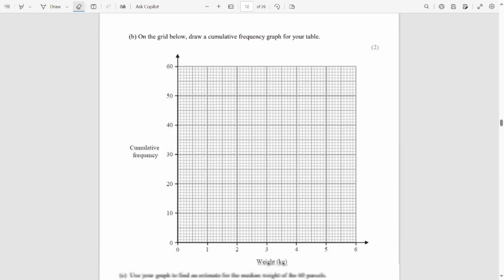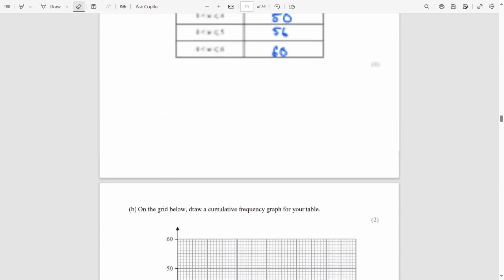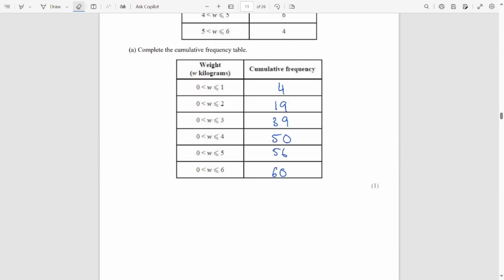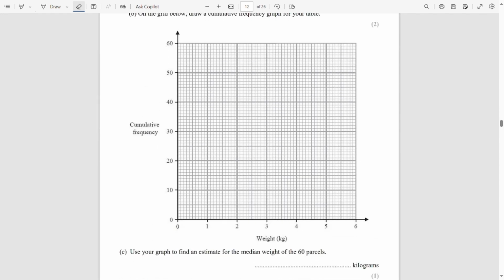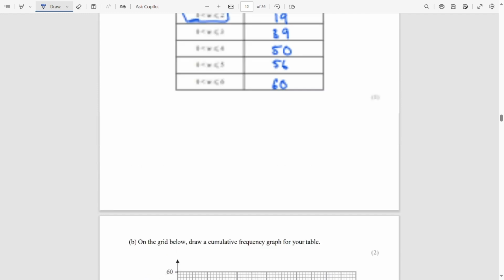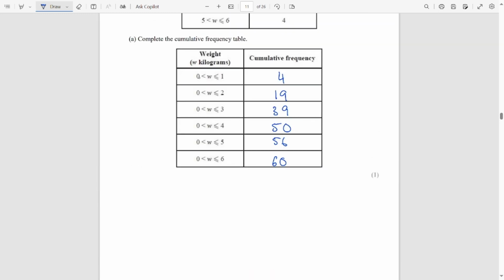So on the grid below, draw the cumulative frequency graphs for your table. Now, at the first point, we have a cumulative frequency of 4, which is here. That's where I'll find 4. Now, where am I going to draw my cross? Because this is actually a range. So you'll see that the weight in kilograms between 0 and 1 has a cumulative frequency of 4. So some students will make the mistake of sometimes doing it at 0.5 in the middle. Actually, you always want to take the upper bound because it's cumulative.